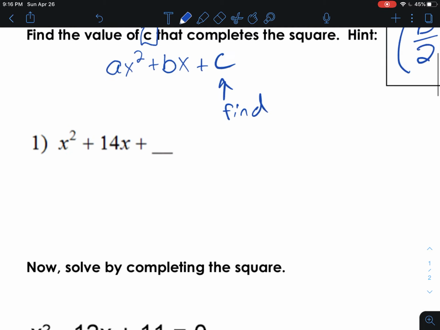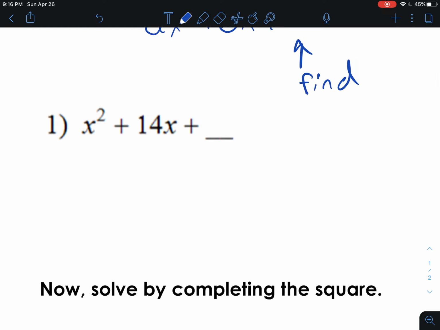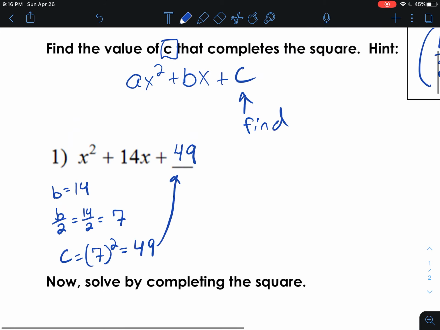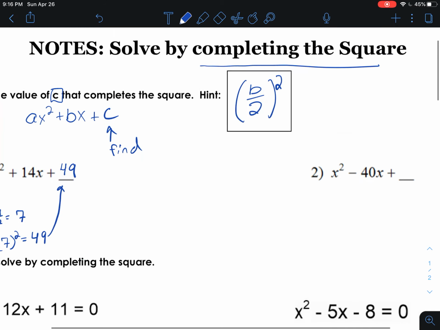So to find c in number 1, we take b, which is 14. Then b over 2 is 14 divided by 2, which gives us 7. And then c is just 7 squared, which gives us 49. That's what we put in right here. That's the method, what we call completing the square.